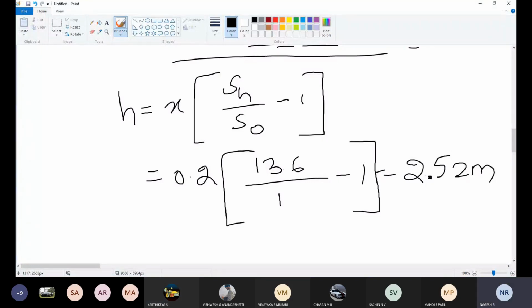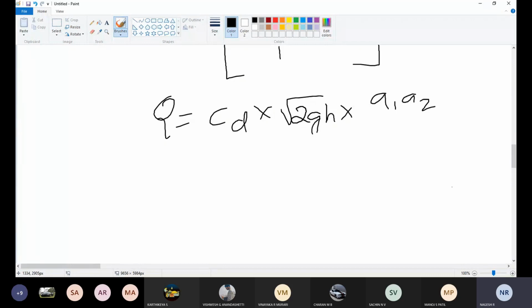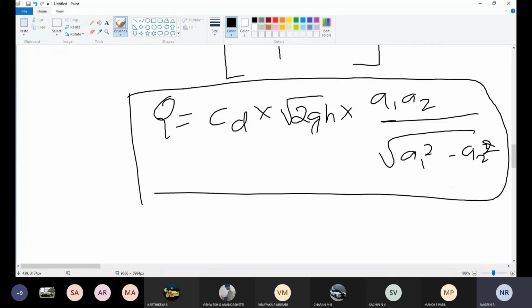Then what is Q? That's all very simple. If you are done with H, then nothing is there in this formula problem. Just substitute the formula: CD into square root of 2GH into A1 A2 divided by square root of A1 square minus A2 square. You can get 8 to 10 marks from this. What is the difficulty? Calculate A1, A2, the remaining data is given. Tell me what is Q.